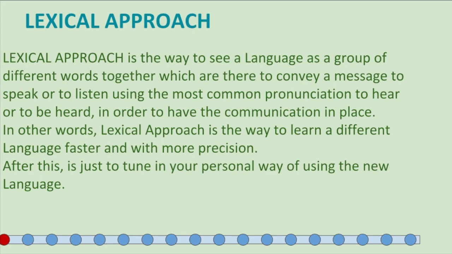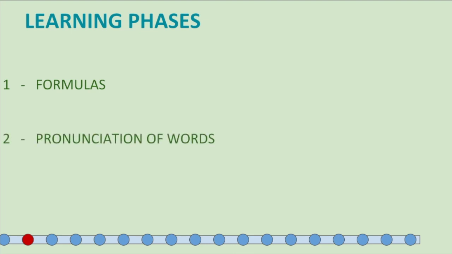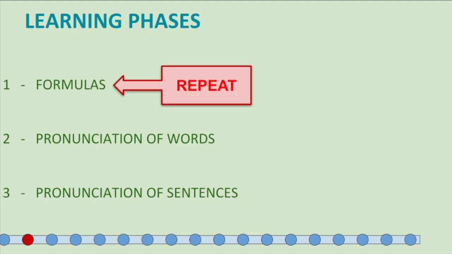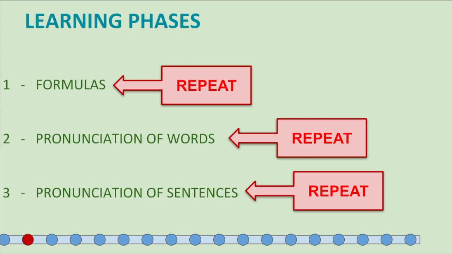After this, it is just to tune in your personal way of using the new language. Learning phases: we have the formulas to learn. There will be formulas that we will repeat all together during the conversation. And we have the pronunciation of the individual words, as well as the pronunciation or musicality of the sentences. So the only way to remember this is to repeat the formulas, to repeat the pronunciation of words or the sound of words, and to repeat the pronunciation of sentences or the musicality of the sentences.